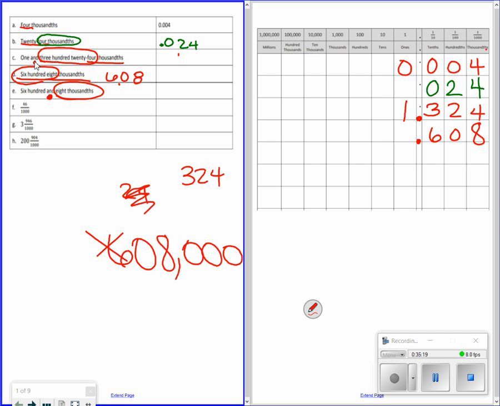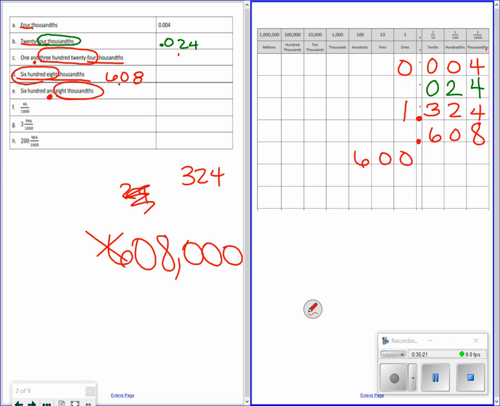600. Oh. "And" means a decimal. You're having to retrain your brain. And if you're like, oh, I got it right, and you totally did, high five. Go, girl. 8 thousandths means 8 in the thousandths place. You cannot have empty squares. 0, 0.